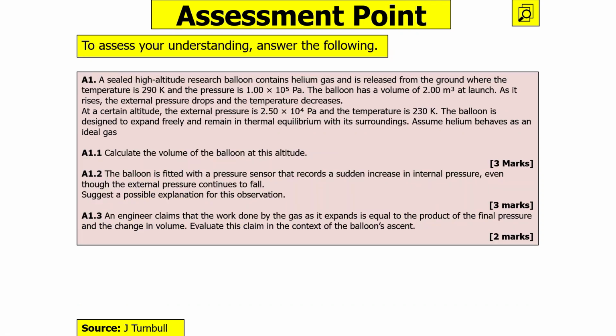A sealed high-altitude research balloon contains helium gas and is released from the ground where the temperature is 290 Kelvin and the pressure is 1 × 10^5 pascals. The balloon has a volume of 2 meters cubed at launch.